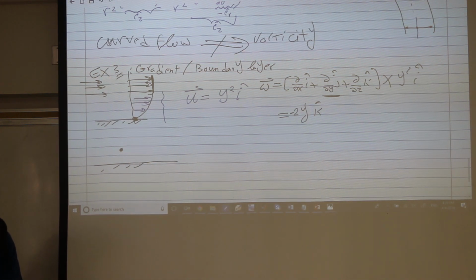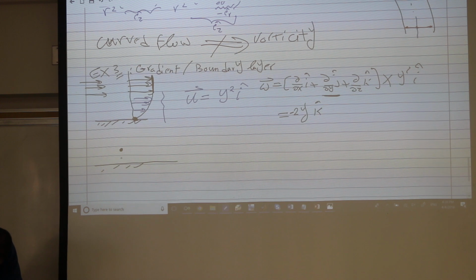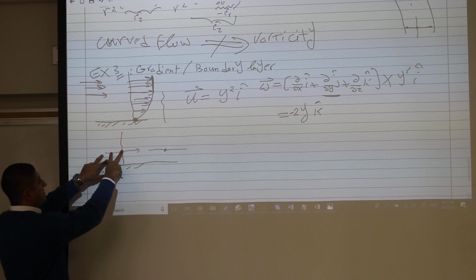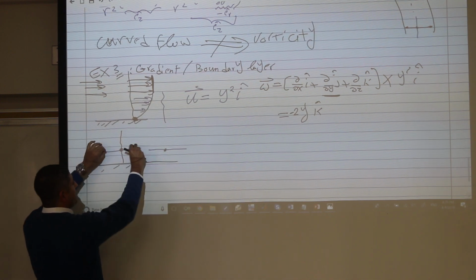Any point here, we have this guy, or this guy, moving with the same velocity everywhere. When we go downstream, this element is the same. Its omega is 0. Its angular velocity is 0. This line is angular velocity 0. It's the same here. It just moves with the flow. This line, I'm talking about this line.